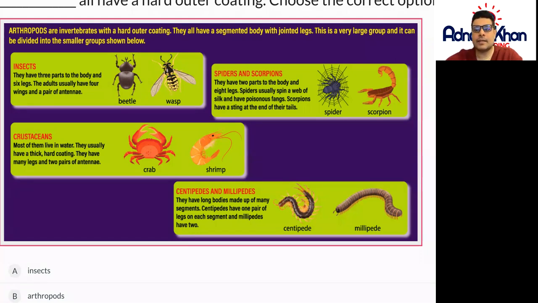Then we have centipedes and millipedes with lots and lots of legs. They have long bodies made up of many segments. Centipedes have 1 pair of legs on each segment, and millipedes have 2. Again, these are all examples of creatures that do not have backbones.